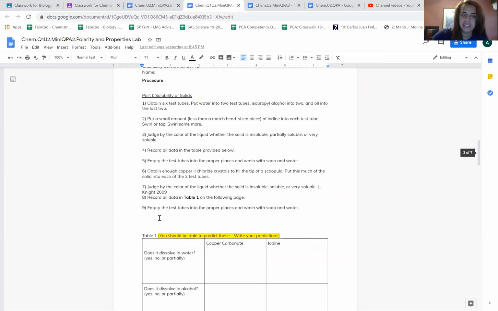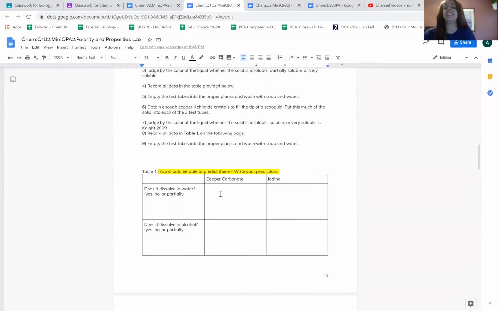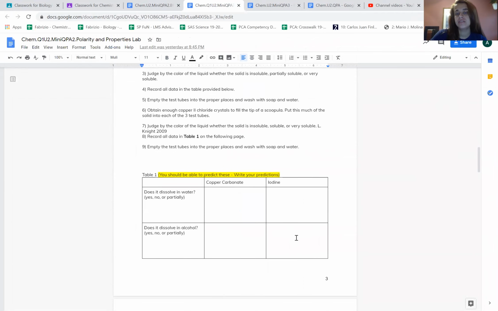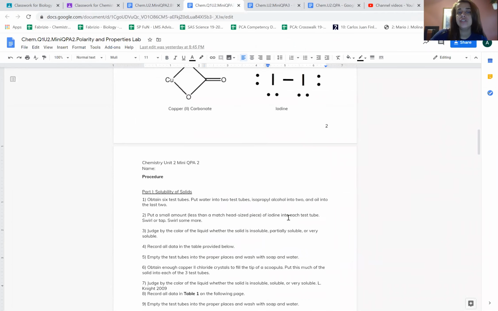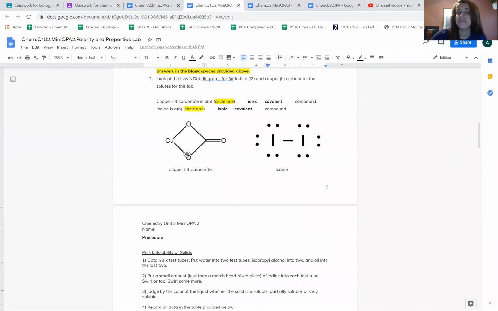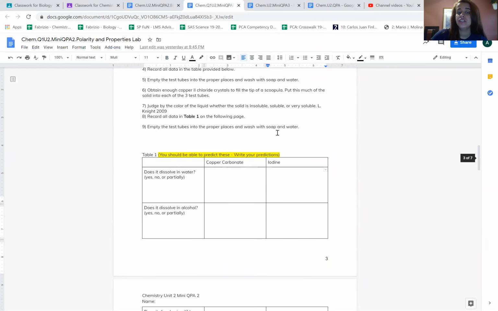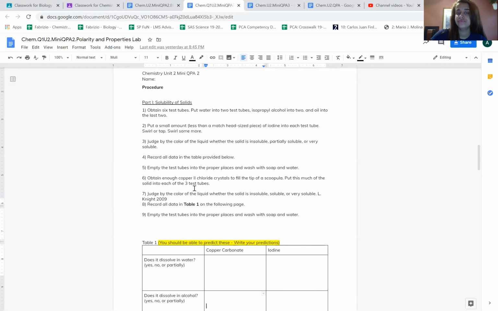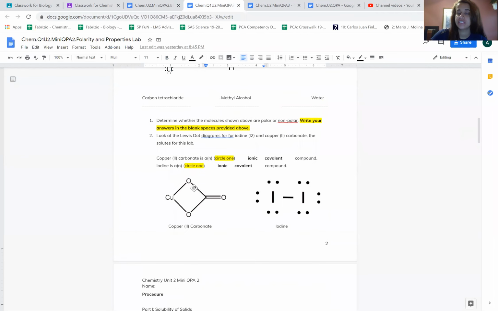You tell me. Solubility. So even though we can't perform this lab together, you should be able to, based on what you decide, if copper carbonate is ionic versus covalent, and if iodine is ionic versus covalent, tell me if they would mix with water or with alcohol, based on if they're polar versus nonpolar as well.